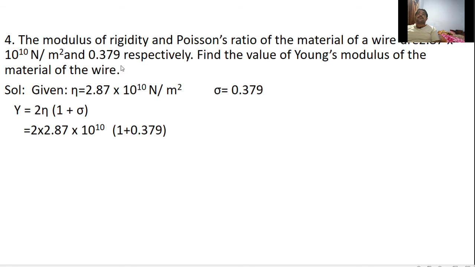So in this problem, we are given the value of rigidity modulus, that is eta, 2.87 into 10 to the power 10 Newton per meter square, and the value of Poisson's ratio, that is sigma, is equal to 0.379. The relation between the Young's modulus, the rigidity modulus, and the Poisson's ratio is given by Y is equal to 2 eta into 1 plus sigma. Here we know the value of eta and sigma. Substitute the values of eta and sigma, and we can get the Young's modulus of the given material.